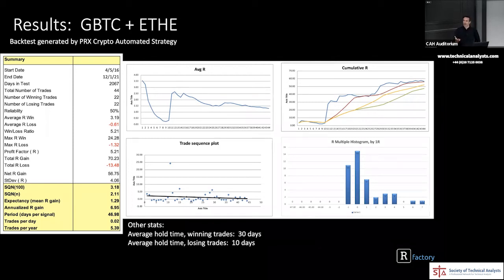But these results here, I'll talk you through briefly because this is in a format that we tend to look at. I'm aware that you guys may not know what all of this is. Really, we're just looking at the data in a few different ways. There's a scatter plot on the bottom left there. The average R is essentially the expectancy as we're moving through time.